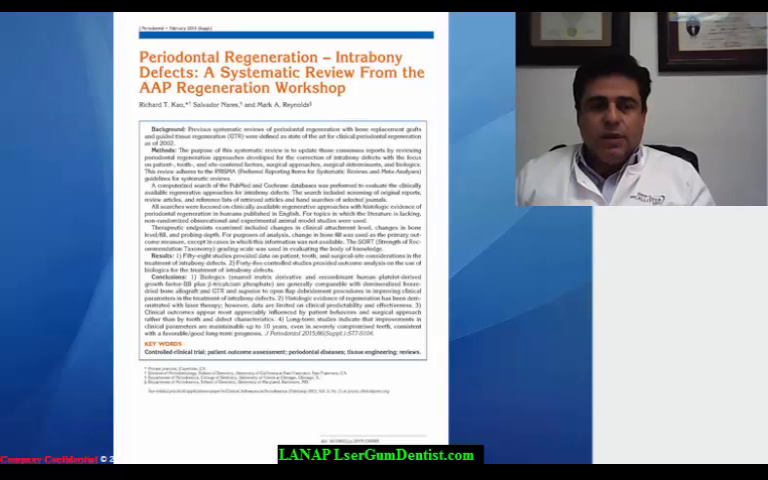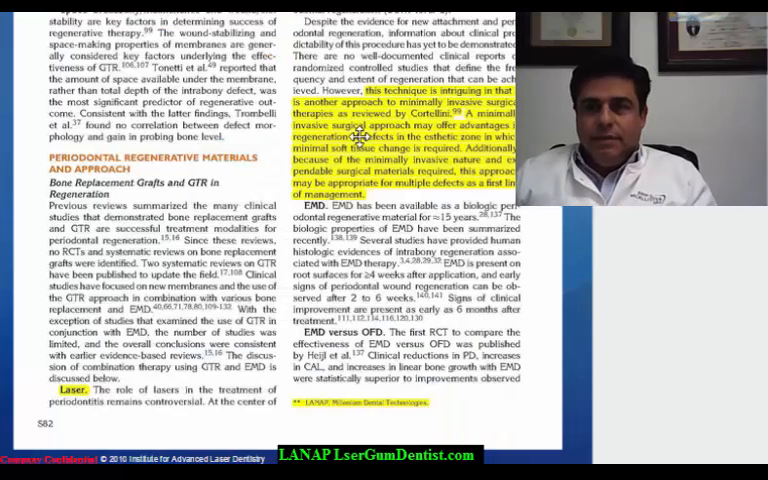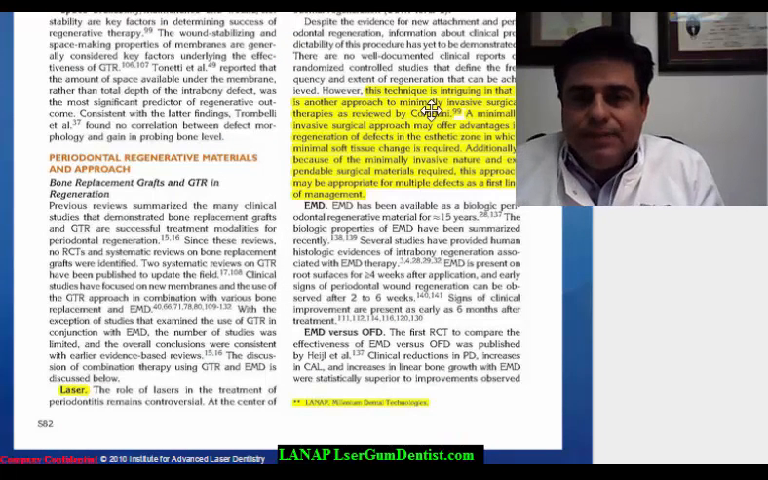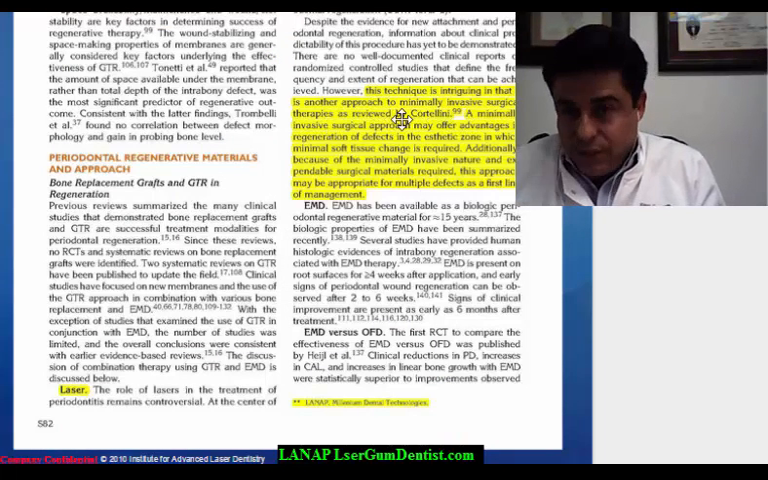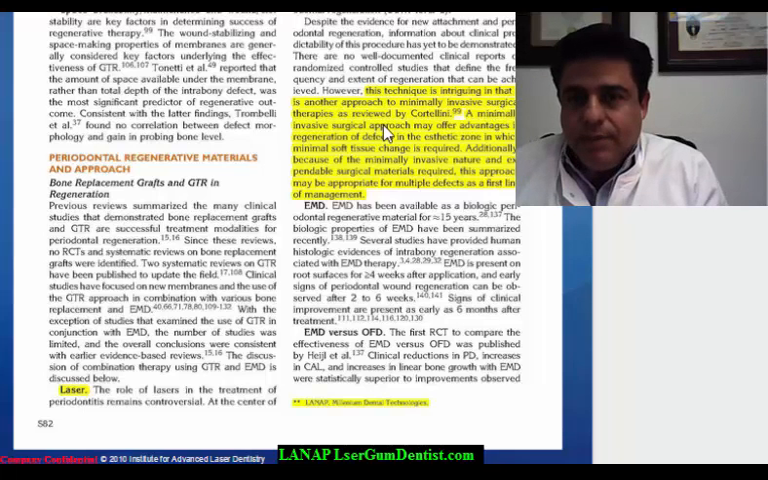And what do they have to say about LANAP? Well, here it is. Let's take a look. LANAP. This technique is intriguing in that it is another approach to minimally invasive surgical therapies as reviewed by Cortellini. A minimally invasive surgical approach may offer advantages in regeneration of defects in the aesthetic zone, in which minimal soft tissue change is required. Additionally, because of the minimally invasive nature and expendable surgical materials required, this approach may be appropriate for multiple defects as a first line of management.